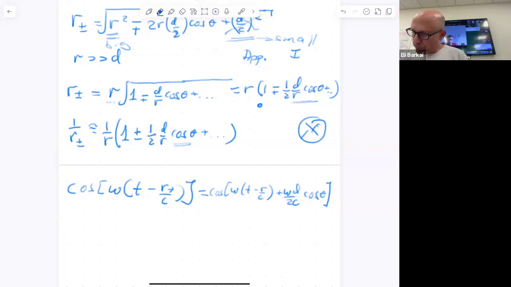This is coming from this. You see the r here and the 1 over r here, they cancel each other. So this expression does not depend on r. It depends on omega over c. What is omega over c?